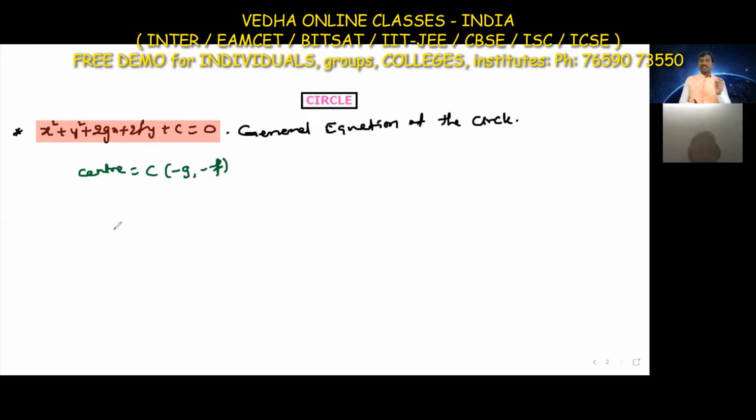Here the center is minus g comma minus f, and the radius of the circle r is equal to under root of g square plus f square minus c. Okay, center is minus g comma minus f, radius is under root of g square plus f square minus c. Okay, so now next.